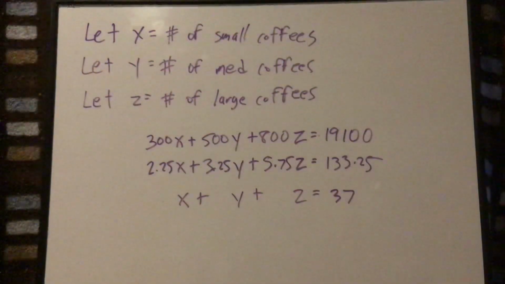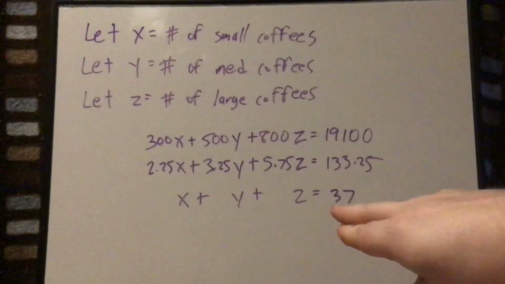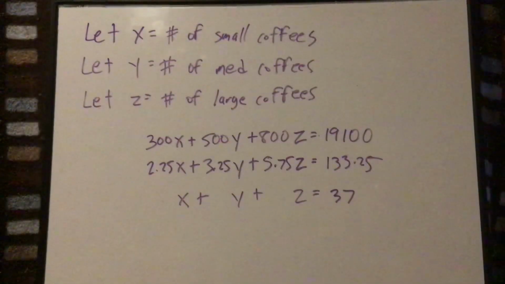So once again, I made my let statements. X is the number of small coffees, Y is the number of medium coffees, and Z is the number of large coffees. With that information, I just need to scale everything appropriately. The one at the bottom is the simple equation. Basically, if I add all the coffees together, I know there's a total of 37 coffees that were sold.